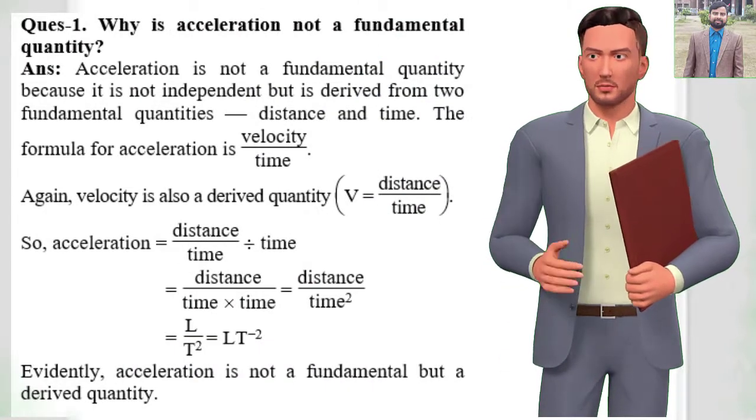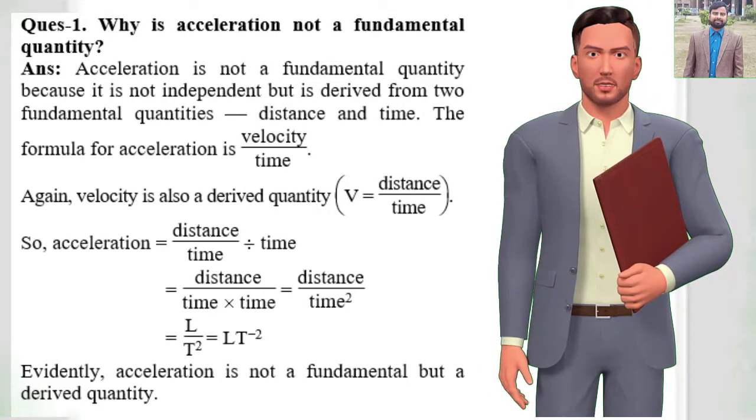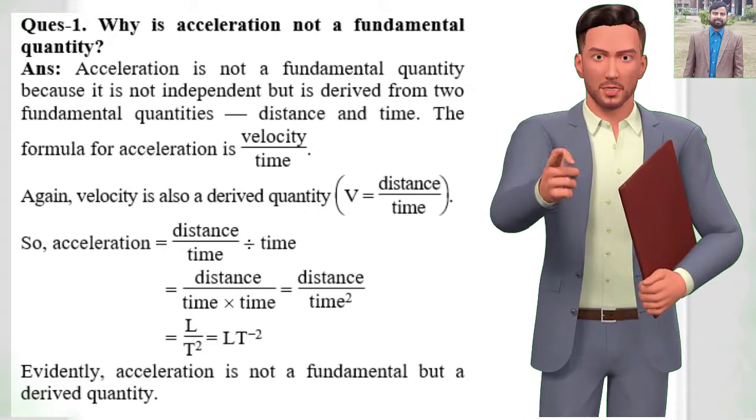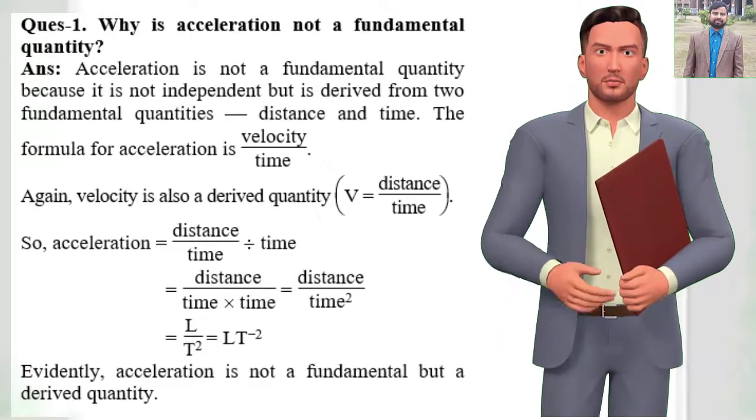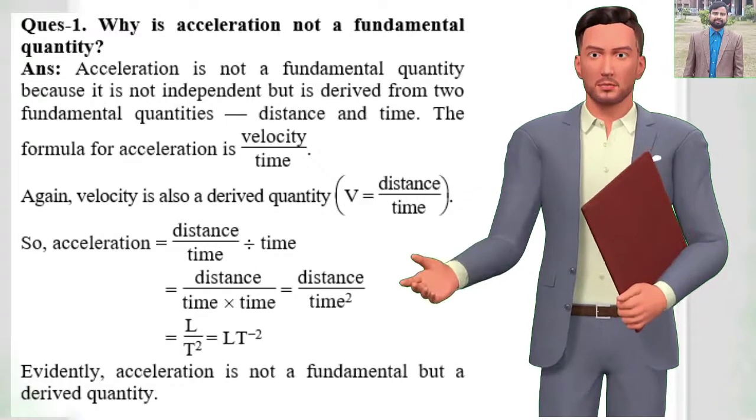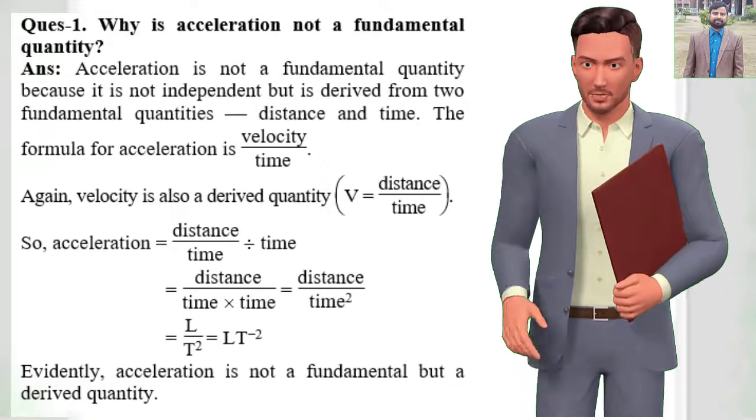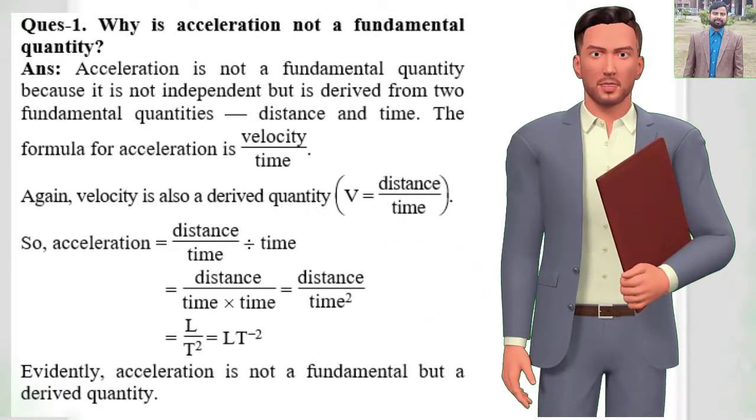ANS. Acceleration is not a fundamental quantity because it is not independent but is derived from two fundamental quantities: distance and time. The formula for acceleration is velocity/time. Again, velocity is also a derived quantity. V equals distance/time. So, acceleration equals distance/time², which gives LT⁻². Evidently, acceleration is not a fundamental but a derived quantity.